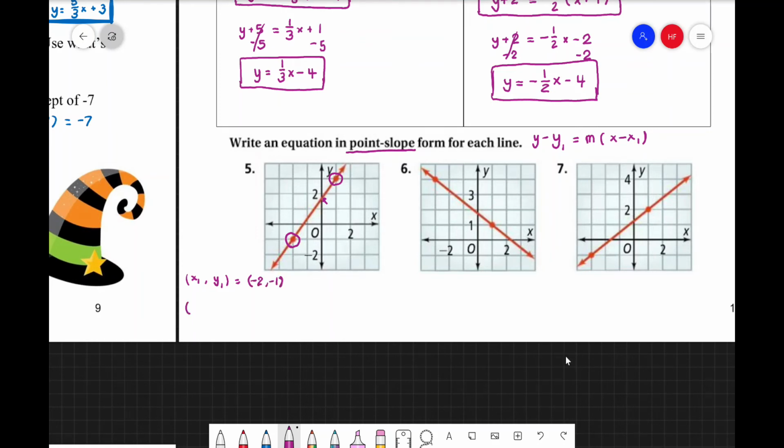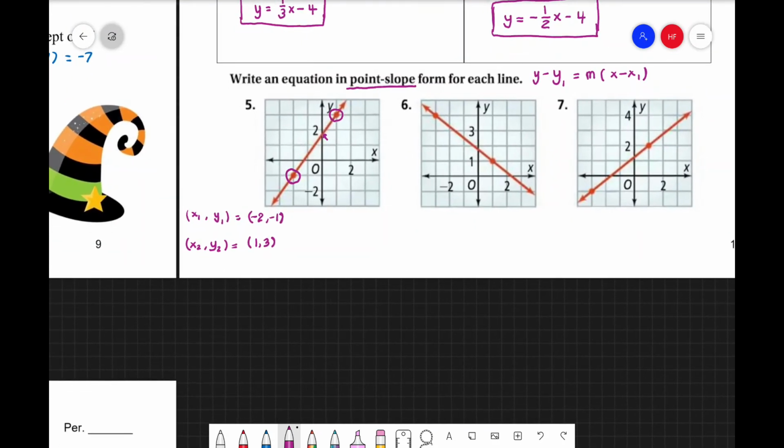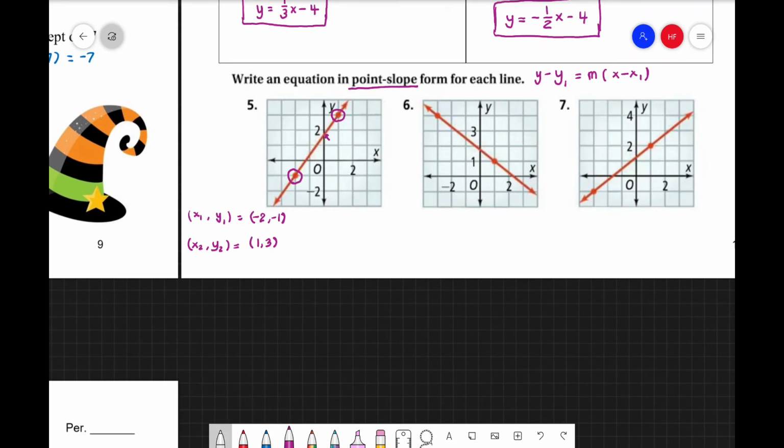And then my x2, y2, my second point, is at (1, 3). So I'm going to do this two different ways. If I were only given these points and not the graph, I'm going to write down here, I would have to find my slope.